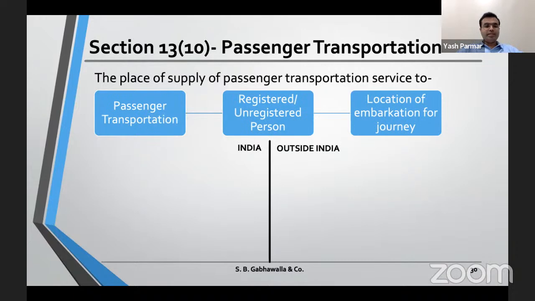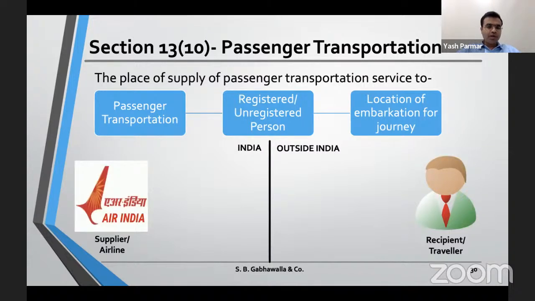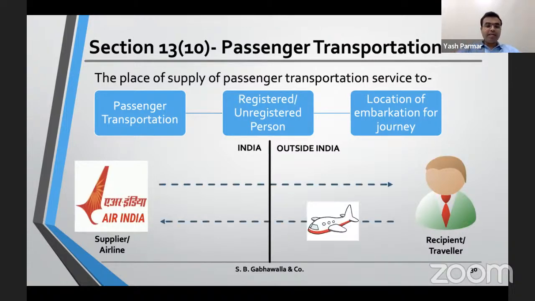Now, let us try to understand this with the help of an example. So there is a traveler who is located outside India. He is say in Australia. There is a person who is based in Australia. He wants to come to India and he has booked a ticket with Air India. Now this person will be embarking his journey from Australia.